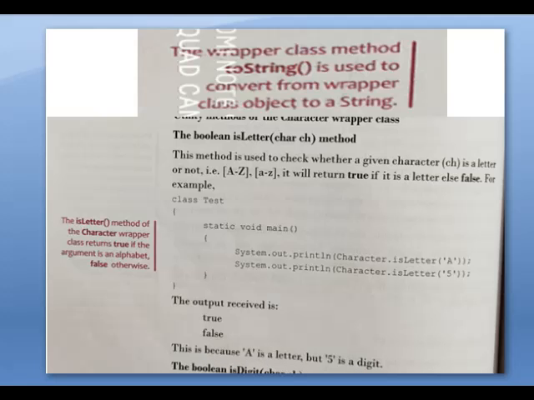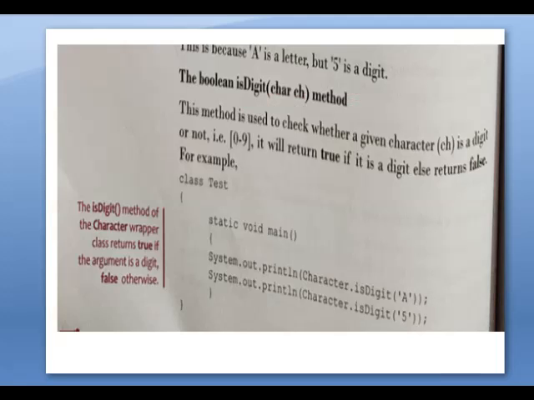Next function is isDigit of, just the opposite of isLetter. Here the function is like this. This method is used to check whether the given character is a digit or not. Digit means 0 to 9. It will return true if it is a digit, otherwise it will return false.